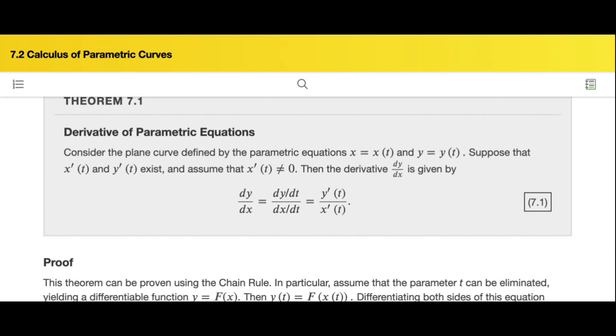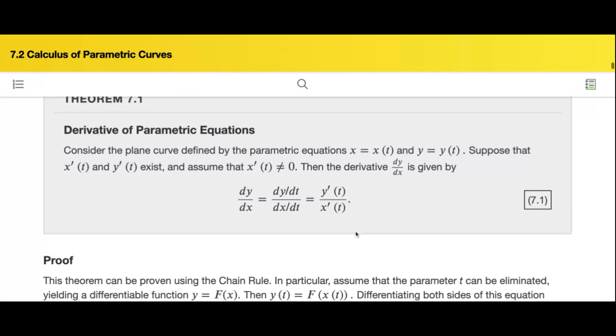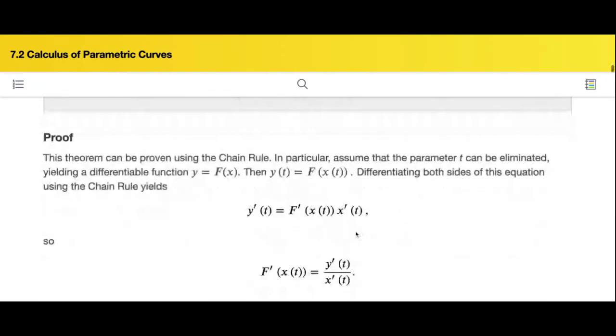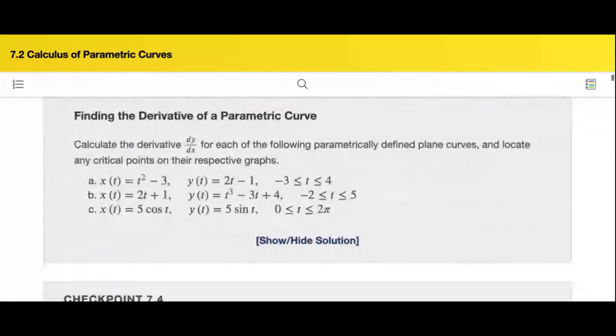Okay. So this is the derivative, right? y prime of t divided by x prime of t. The derivative. So we're going to skip this proof. Let's see examples.